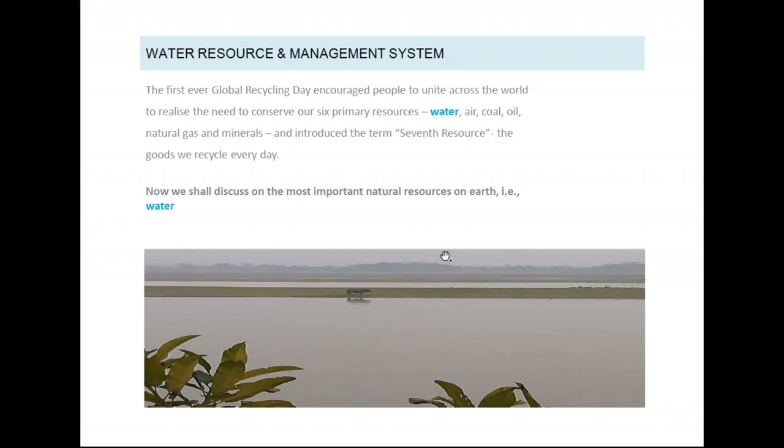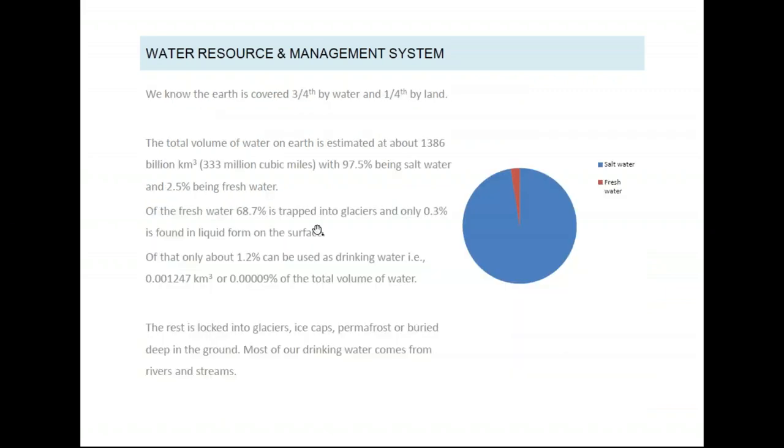Now, if I consider water as a resource, next slide, please. The earth is covered 3/4 by water and 1/4 by land. But this total 3/4 of water, which in volume terms is about 1386 billion cubic kilometers or 330 million cubic miles, has only 97.5% salt water, and we are left with 2.5% as fresh water.